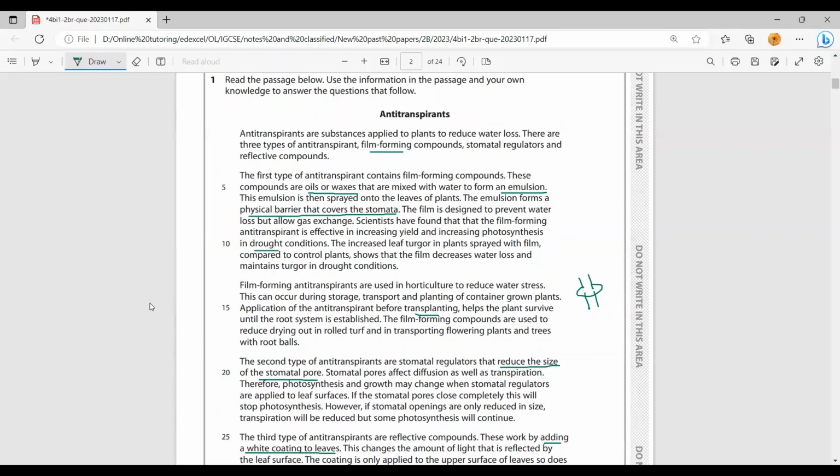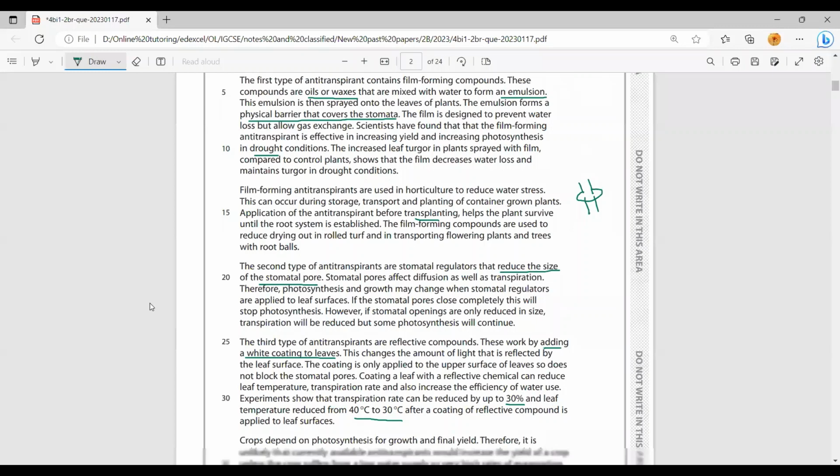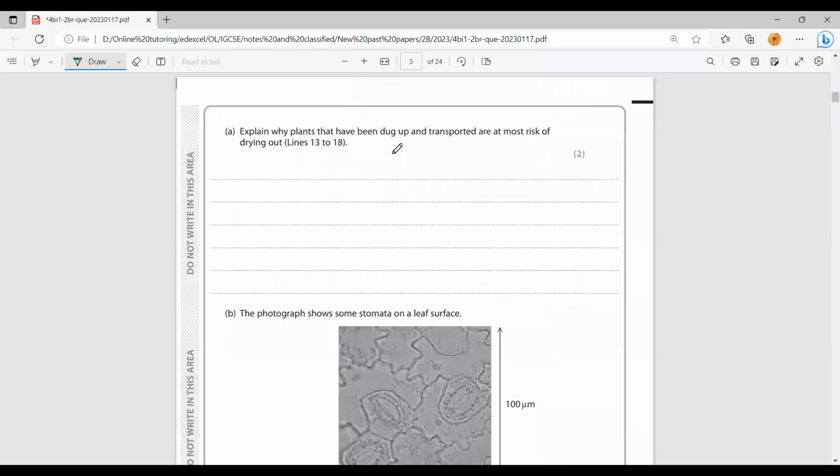طيب يلا نبدأ في الquestions بس. Explain why plants that have been dug up and transported are at most risk of drying out. Dug up يعني we remove the plant from the soil and transported يعني we transport them to another place are at most risk of drying out.